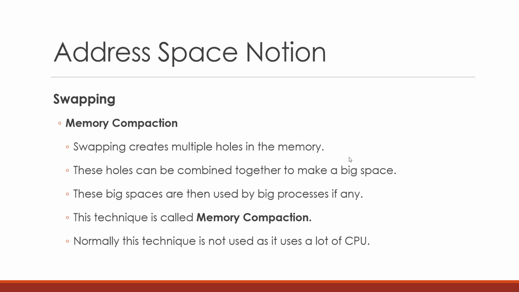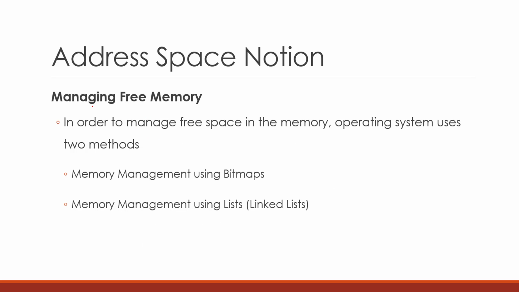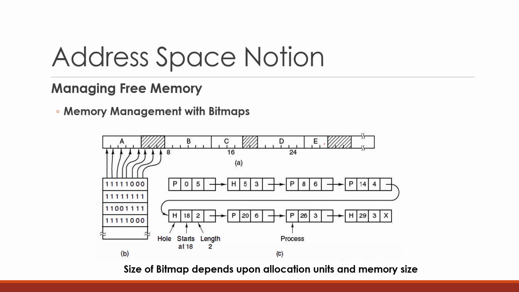Okay, let's talk a little bit about how to manage the free space. We are talking about memory compaction over here. We know that we can combine different holes together to make a bigger space to accommodate more processes. Now how to actually do that? This is called managing the free space, how the operating system manages the free space available. There are two methods to do that. One is called a bitmap and the other one is using a list. So memory management using bitmap and memory management using linked list. Let's talk about them together.